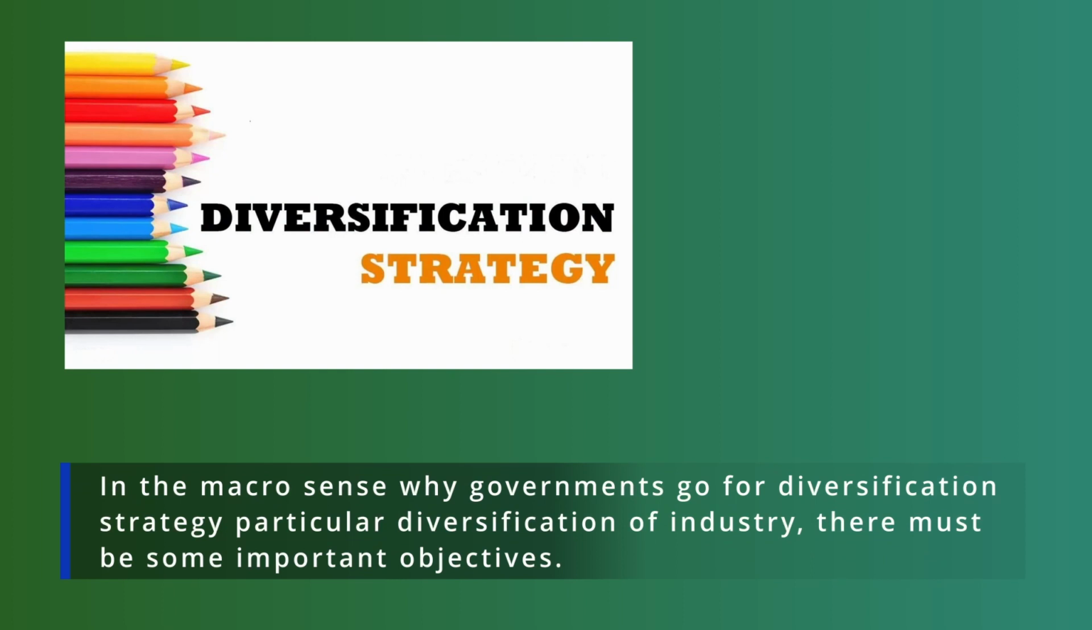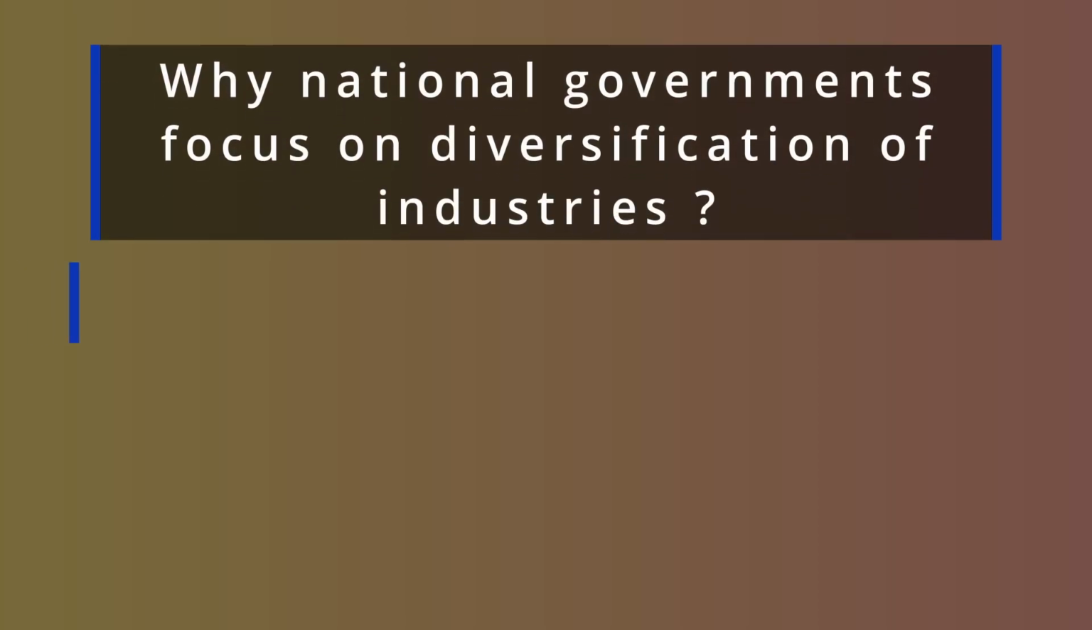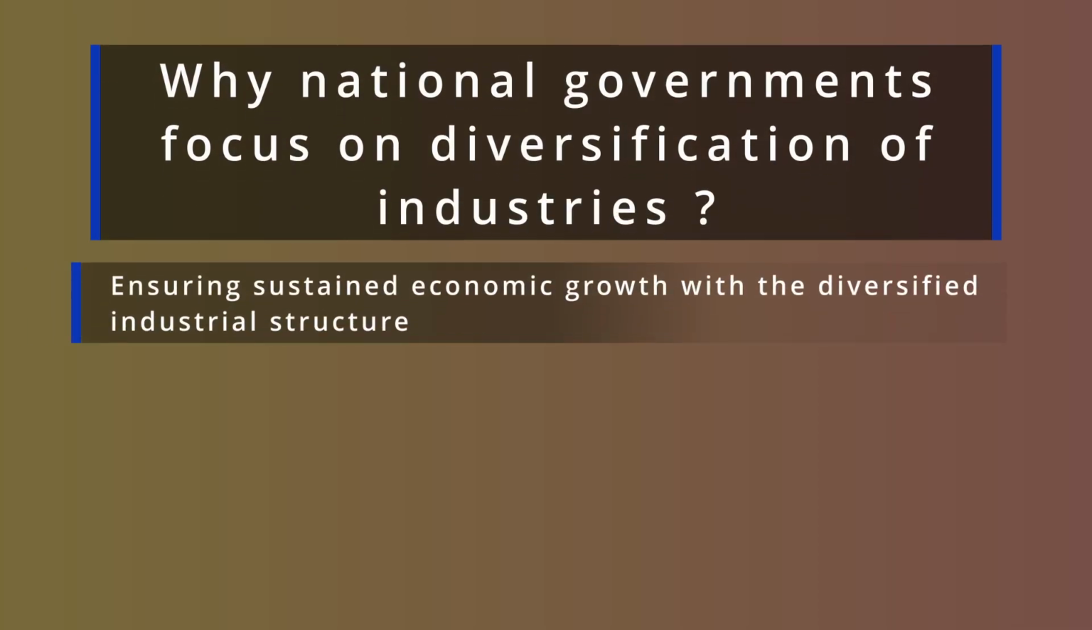Now, if we try to understand in a macro sense why the national government goes for this diversification strategy, and particularly in this case, the diversification of industries, then there must be some important objectives. The first important objective behind this diversification strategy for the national government, particularly in case of some emerging markets, is that diversification promotes sustained economic growth of any particular nation.